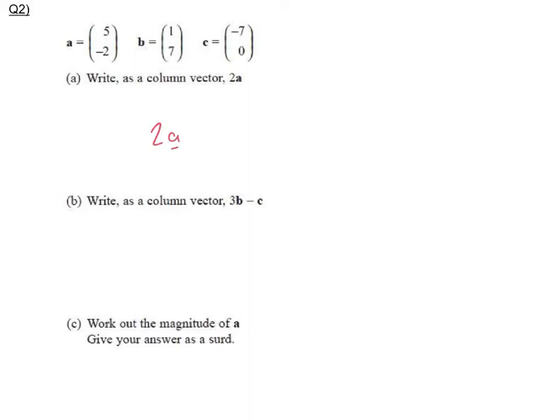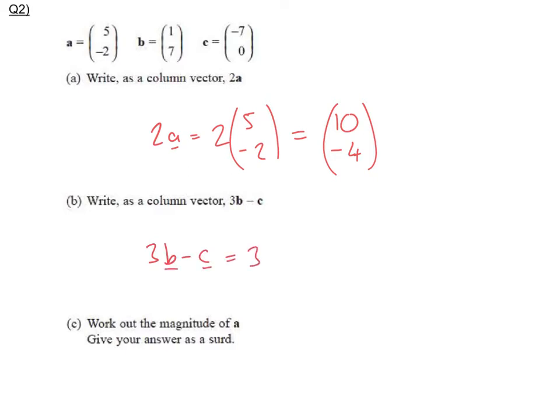Okay, column vectors questions. So we just substitute in the vector A and times the top and bottom number by 2, and that gives us our vector 2A. We substitute in B and C into the algebra, write out in full like this.